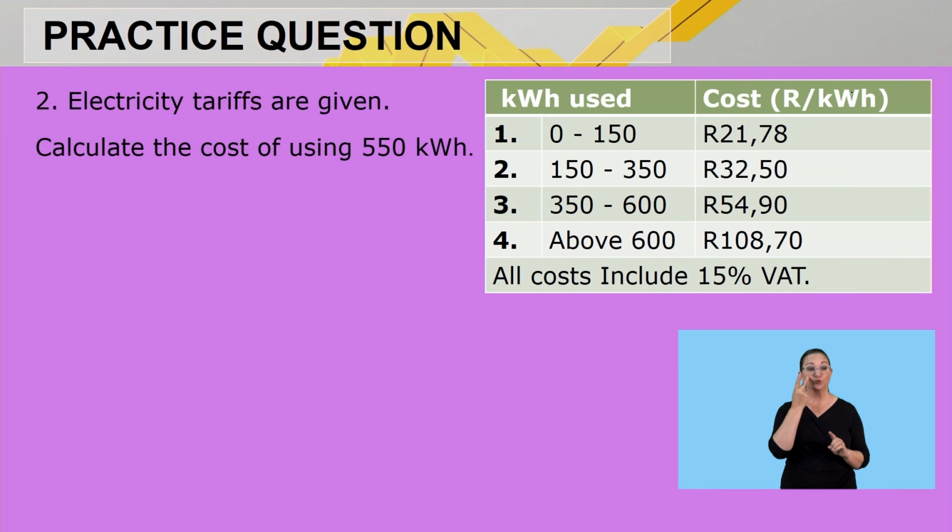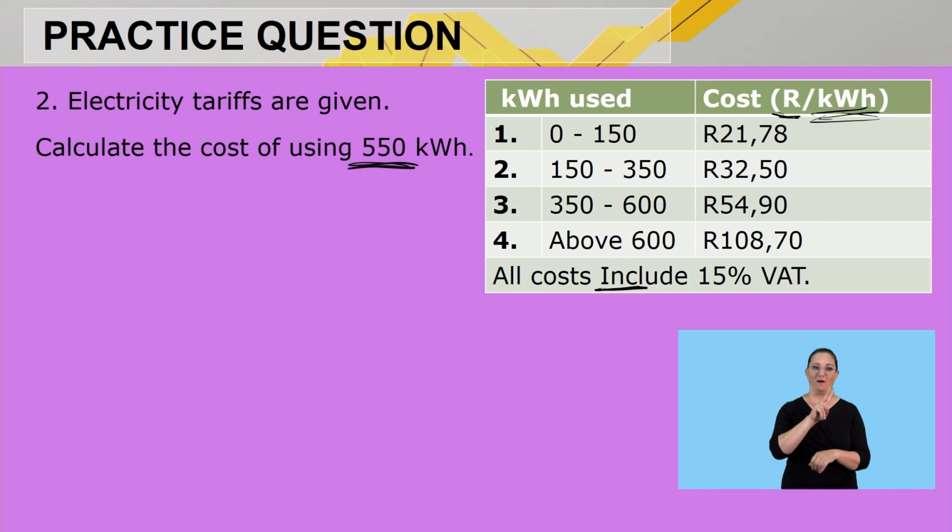We know that by looking at the units. It says kilowatts. Calculate the cost of using 550 kilowatts. You look at the table again. We have our given blocks, block number 1 up to number 4. We have the intervals. The cost is given in rands. Then it says all costs include VAT. It means we are no longer going to multiply our answer by 115 over 100.